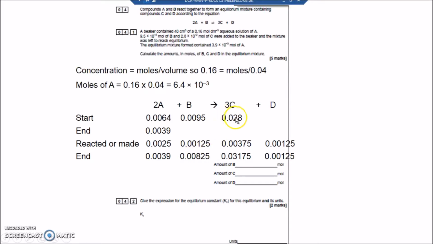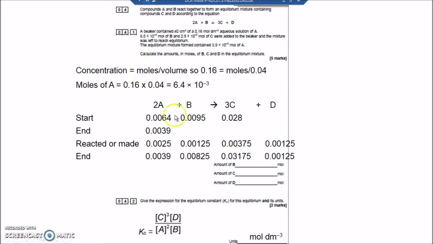C, I started with 0.028, and I've made an additional 0.00375, so if I add the two together I make 0.03175. And D, I didn't have any to start with, and I've made 0.00125. Give the expression of the equilibrium constant. So what I do is I take the concentration of C, and I raise it to the power 3, that's the number in front. Concentration of D raised to the power 1, or just itself, divided by concentration of A squared, divided by concentration of B.